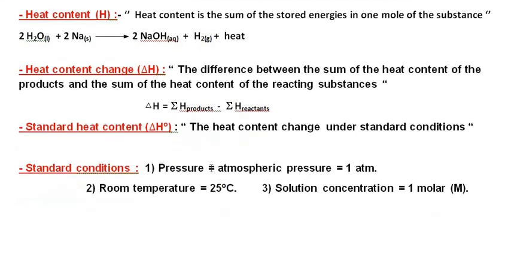Standard heat content change is denoted by delta H naught. It is the heat content change under standard conditions. It's the same as the heat content change, but under special conditions called standard conditions. What are these standard conditions? The pressure is 1 atmosphere, and the temperature is 25 Celsius, which is also called room temperature. And if there is a solution, the concentration of this solution must be 1 molar. These 3 conditions are called standard conditions.